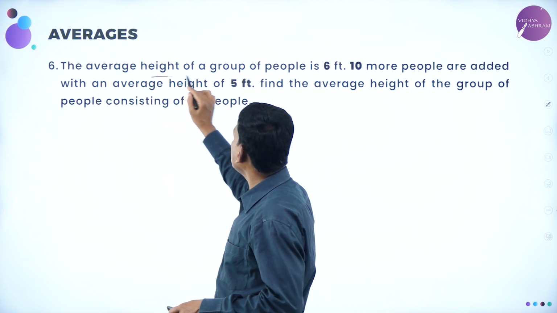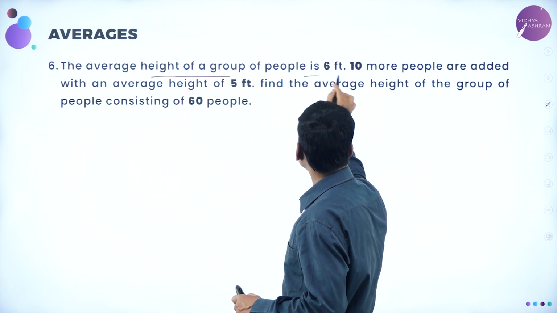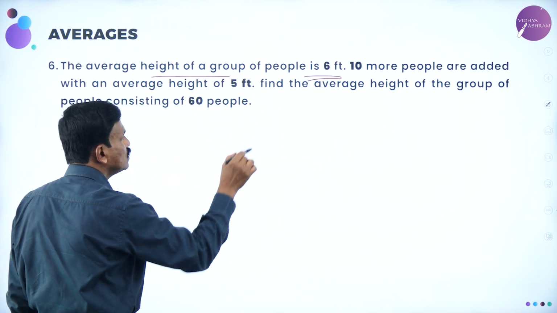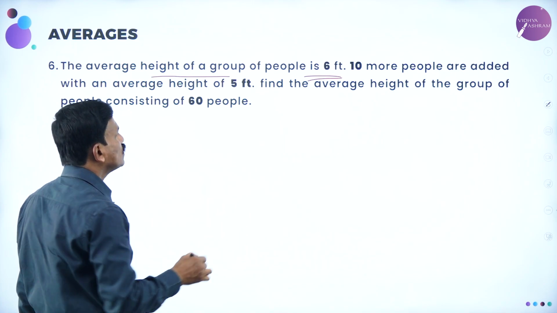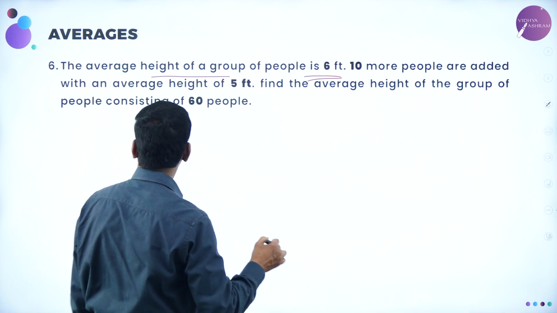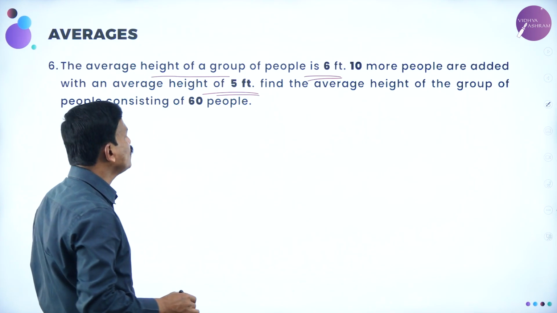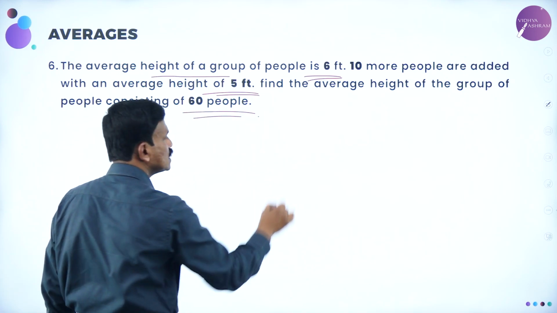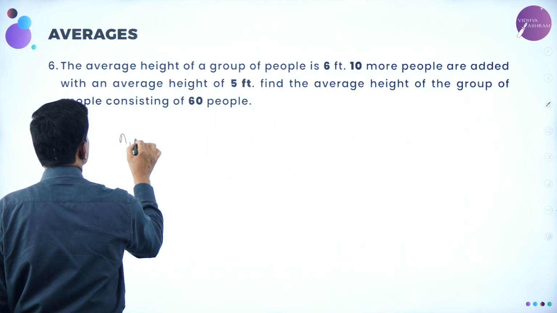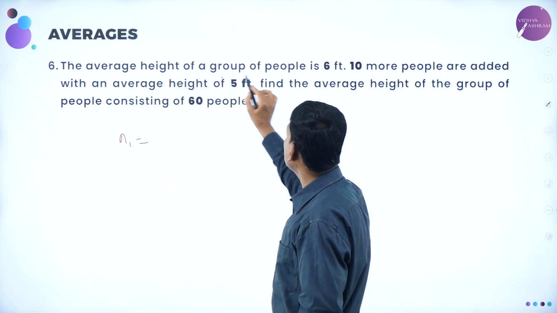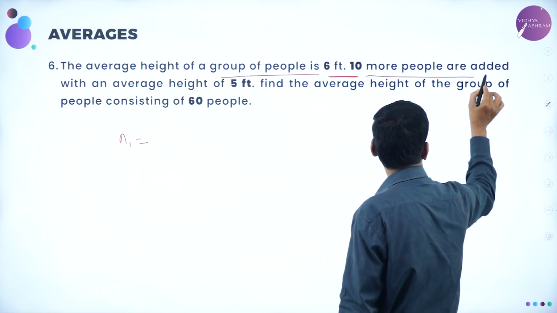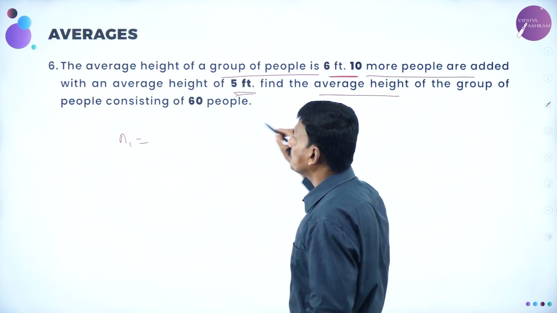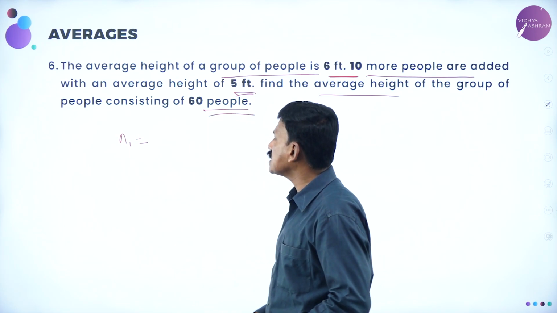The average height of a group of people is 6 feet. If 10 more people are added with an average height of 5 feet, find the average height of the group of people consisting of 60 people. What is given? The average height of the group of people is 6 feet, 10 more people are added with an average height of 5 feet. Find the average height of the group of 60 people.